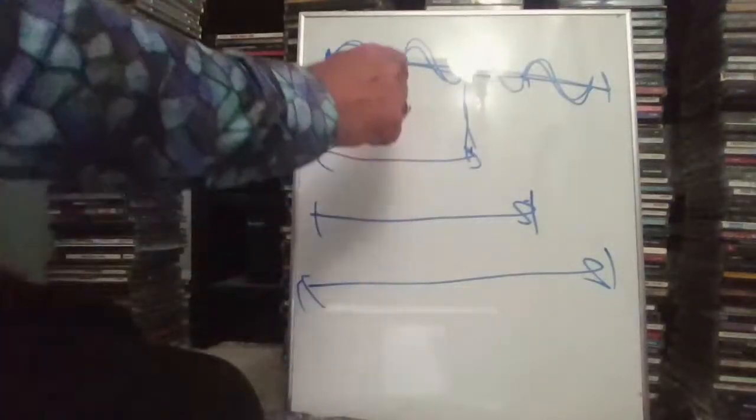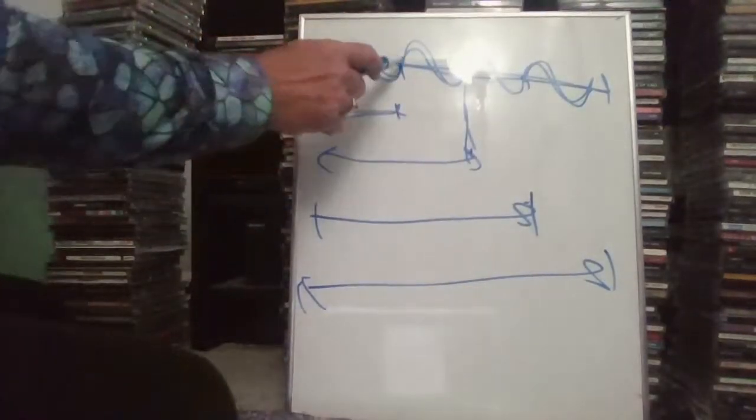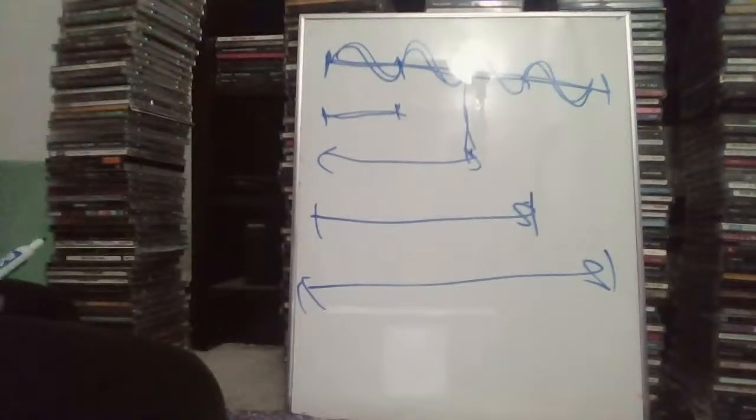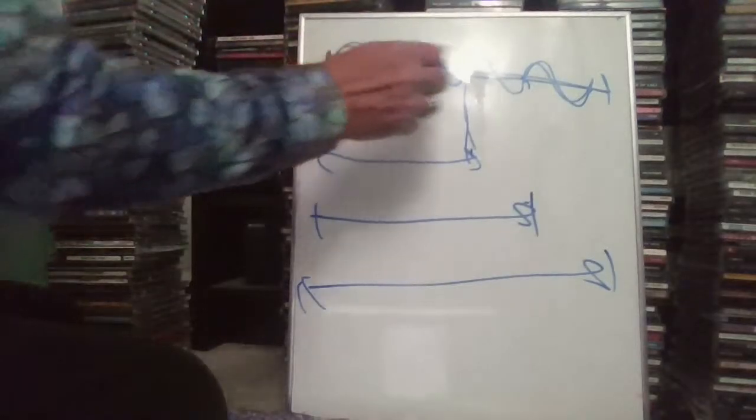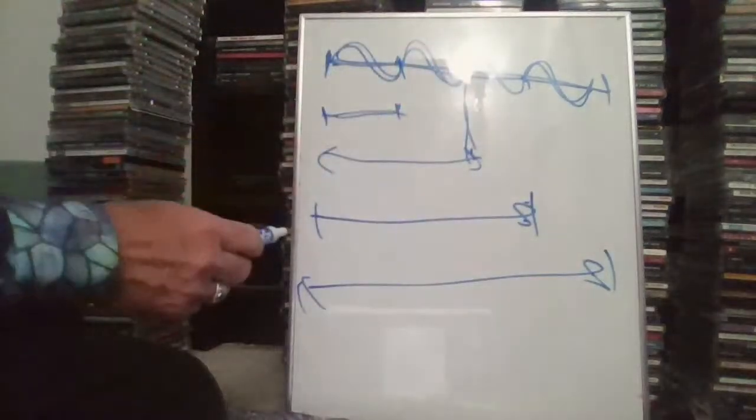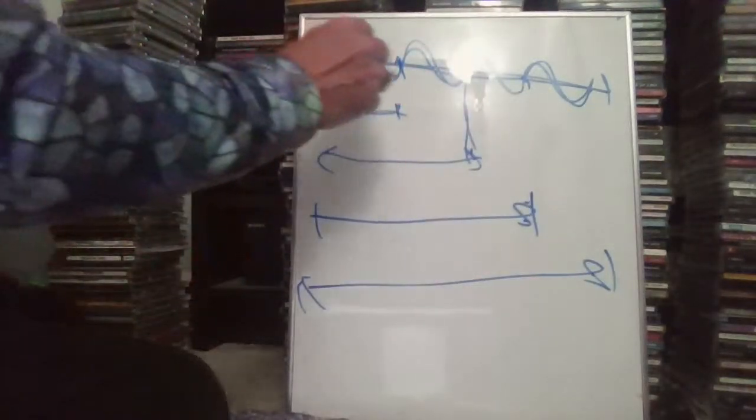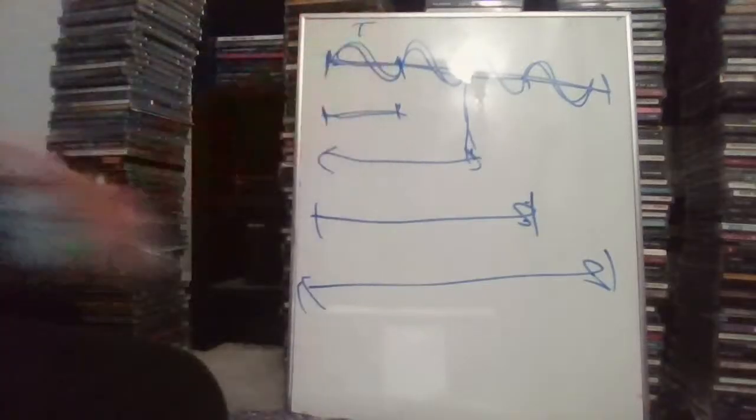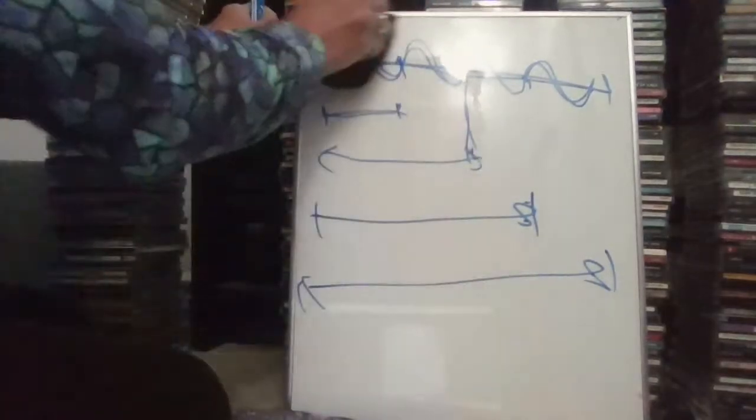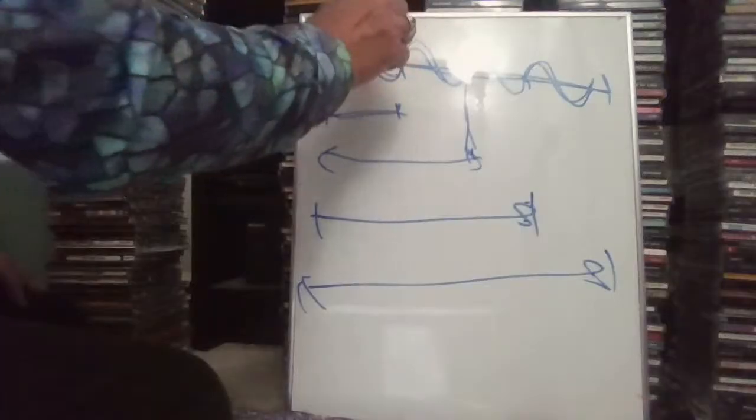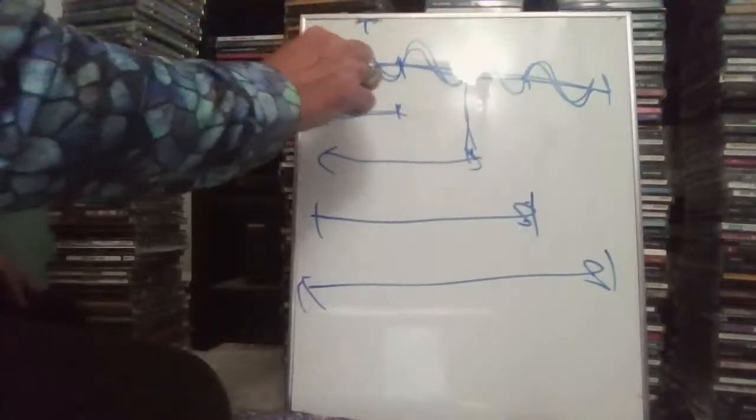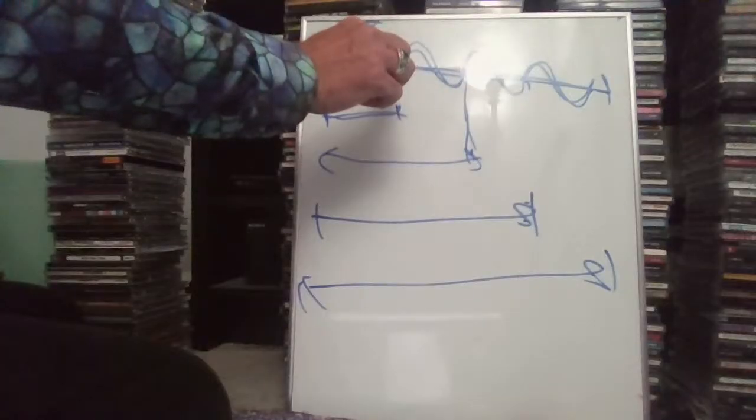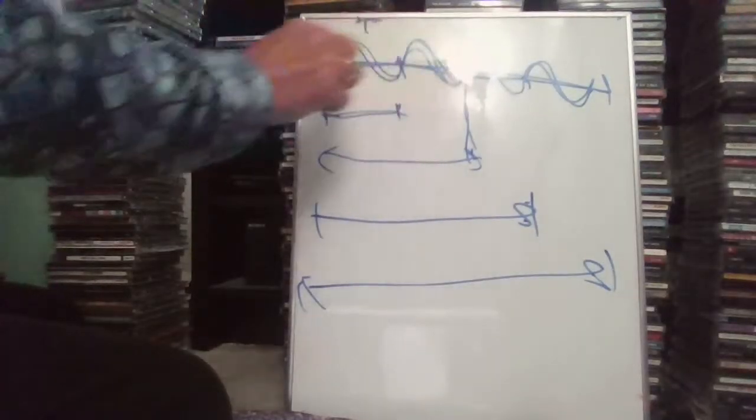So the smallest period is called the fundamental period. Every multiple of the fundamental period is also a period. So if this period is T, let's call it T, this period T is only half the period of this period, which is also a period of it.